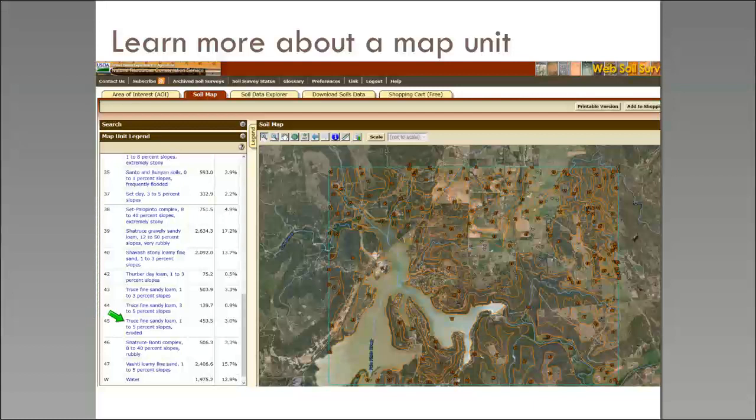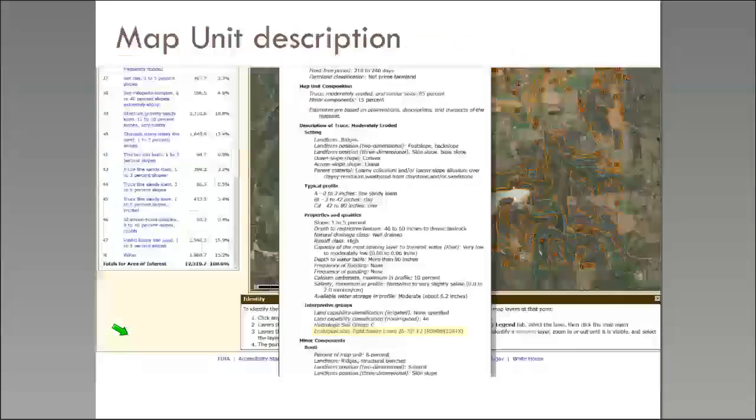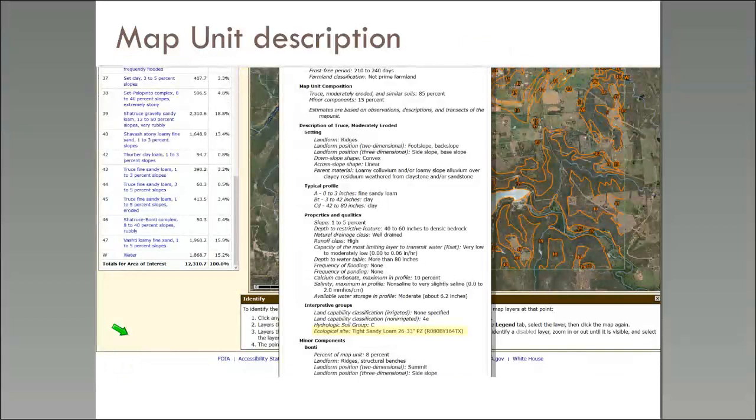So for example, I have selected this map unit number 45, which is a Truce fine sandy loam on 1 to 5% slopes. And it is an eroded soil, it says. So if I click on that, this is what comes up. A very long description. You're only seeing a small portion of the screenshot. Again, I hesitated to go live there during this presentation because that platform is very unstable.